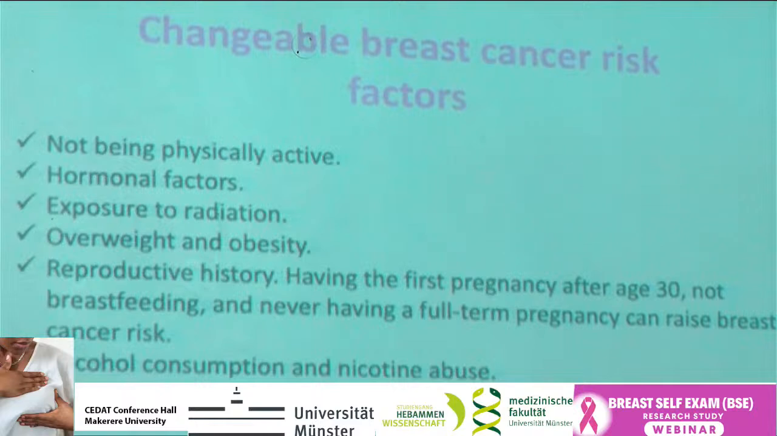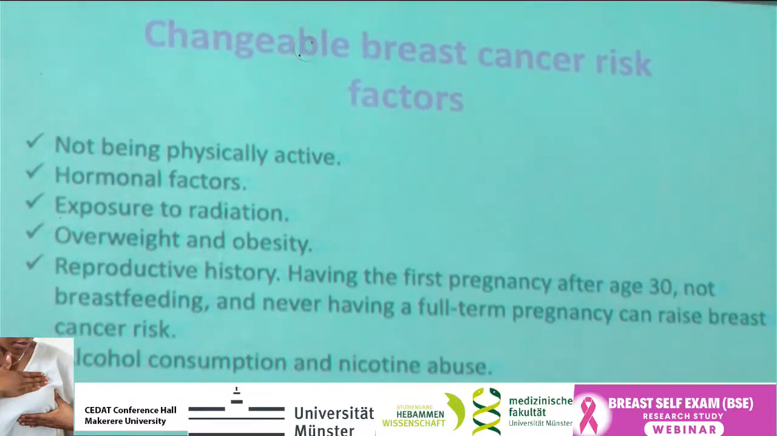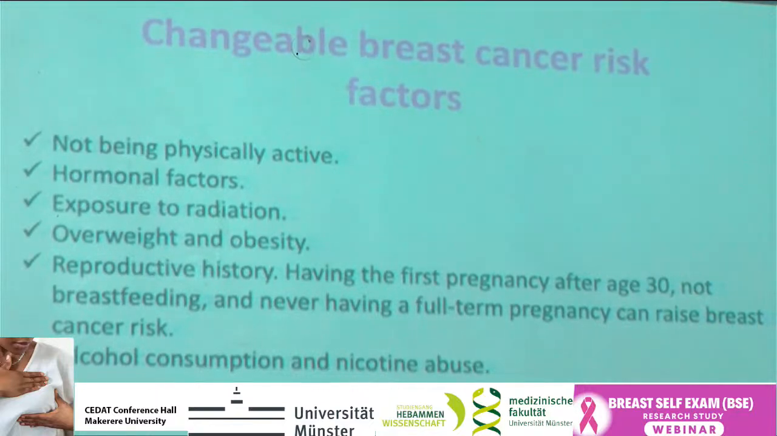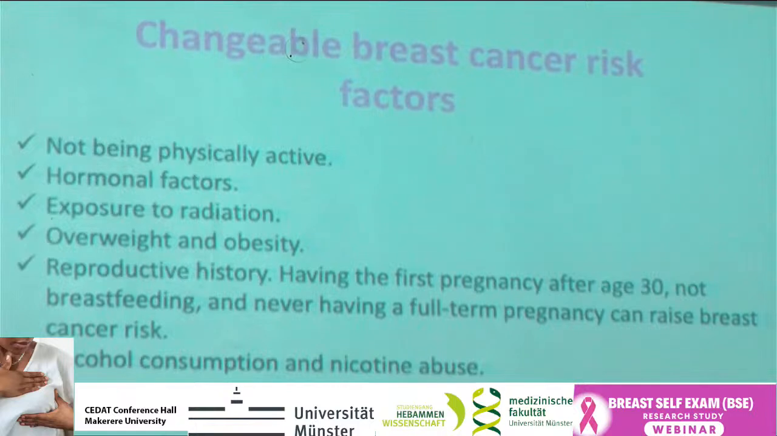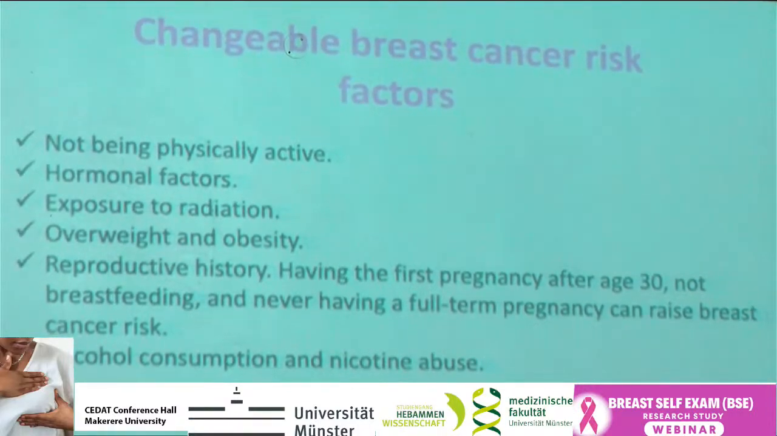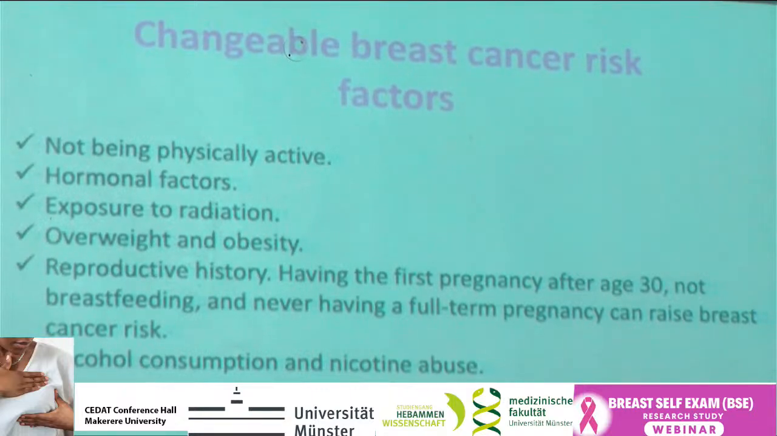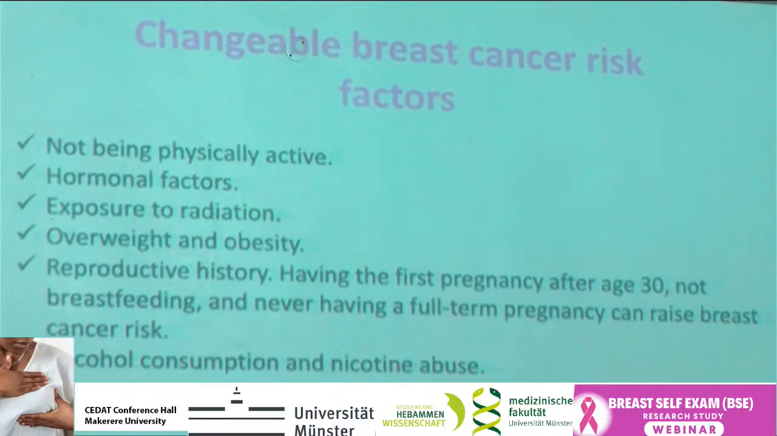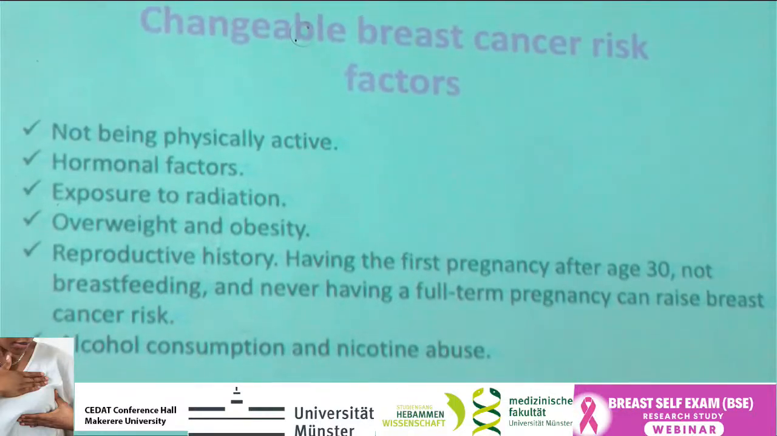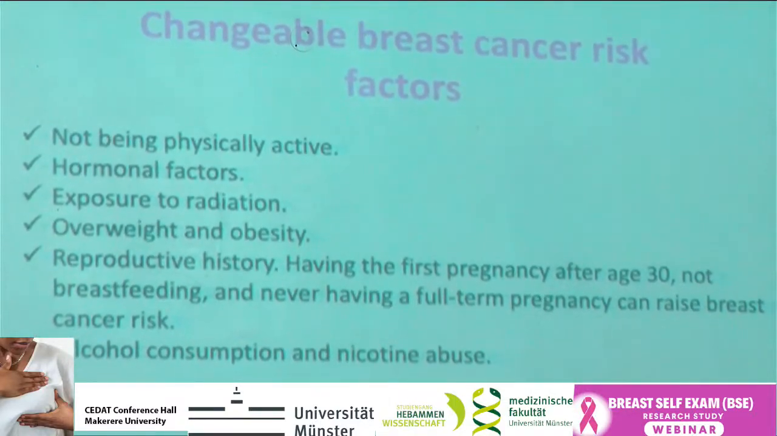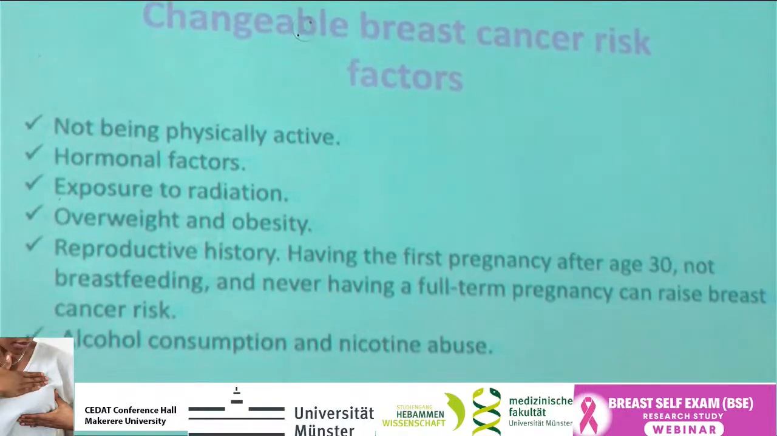Exposure to radiation. Why is this indicated here as a changeable factor? Because there are people who work in radiation centers, especially those who work in hospitals or other places where there is increased radiation exposure. Overweight and obesity. As you know very well, being obese and overweight predisposes one to not only breast cancer but also other cancers.